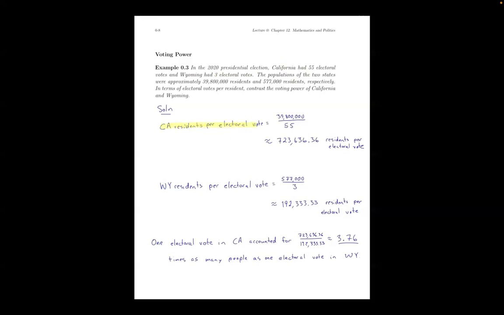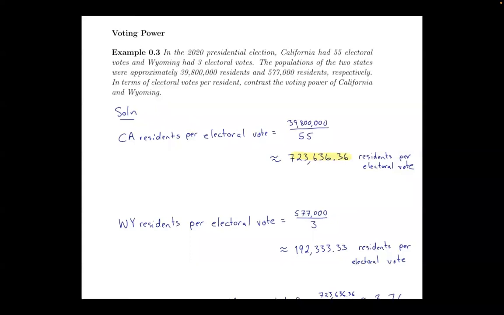So the California residents per electoral vote. That literally tells me to divide my number of residents by my electoral votes for this state. And when I do that, I get 723,636.36 residents per electoral vote, rounded to 2 decimal places, but we could have rounded to the nearest whole number. So let's think about what this number means. It means that for every 723,000 people in California, they have one electoral vote. So their vote is mixed in with 723,000 people. They're one of 723,000 people going to, within that electoral vote.